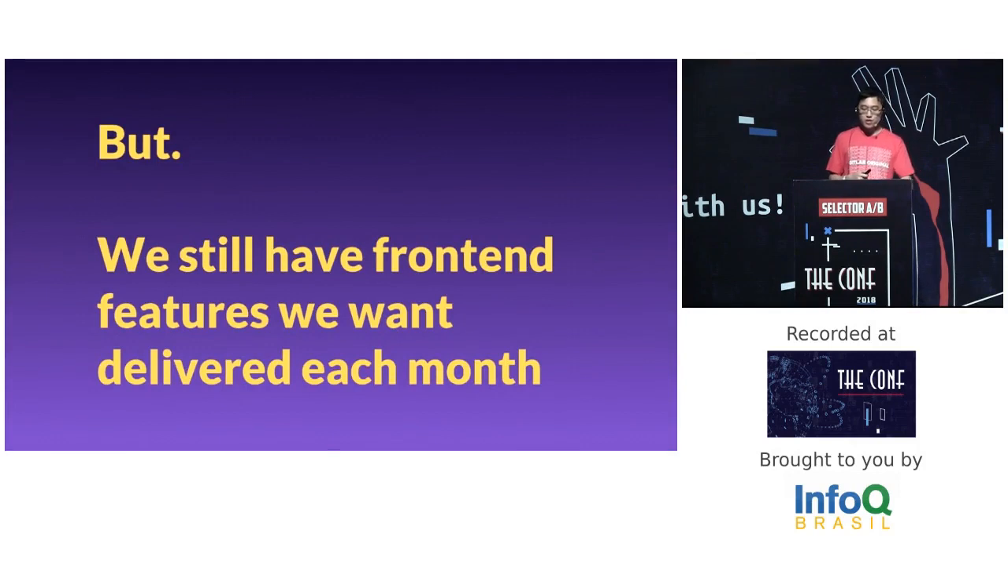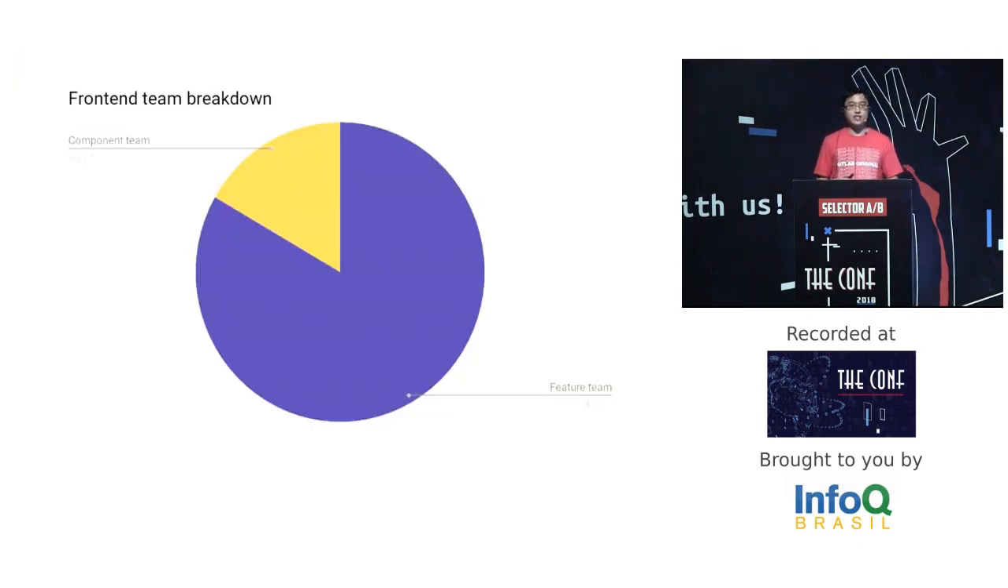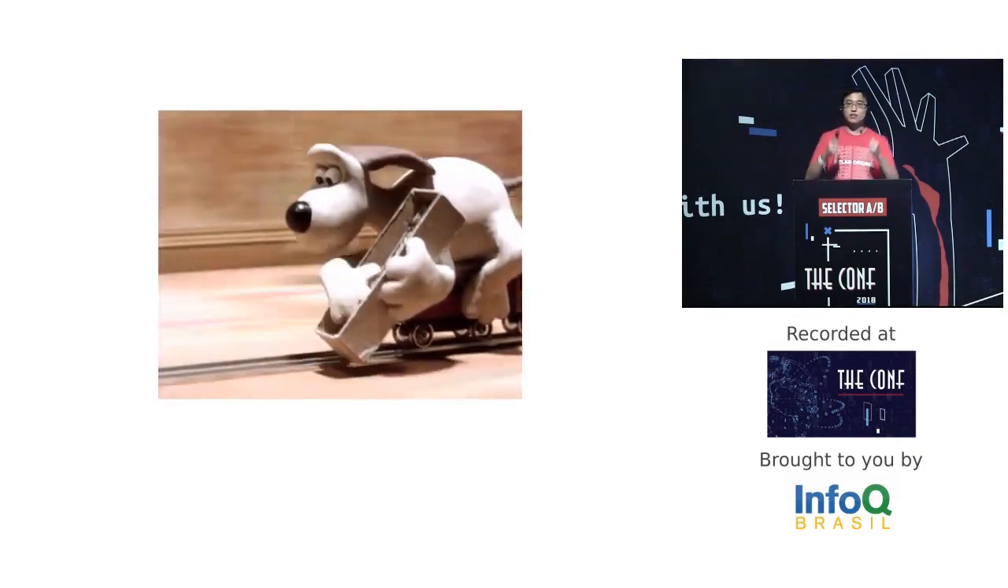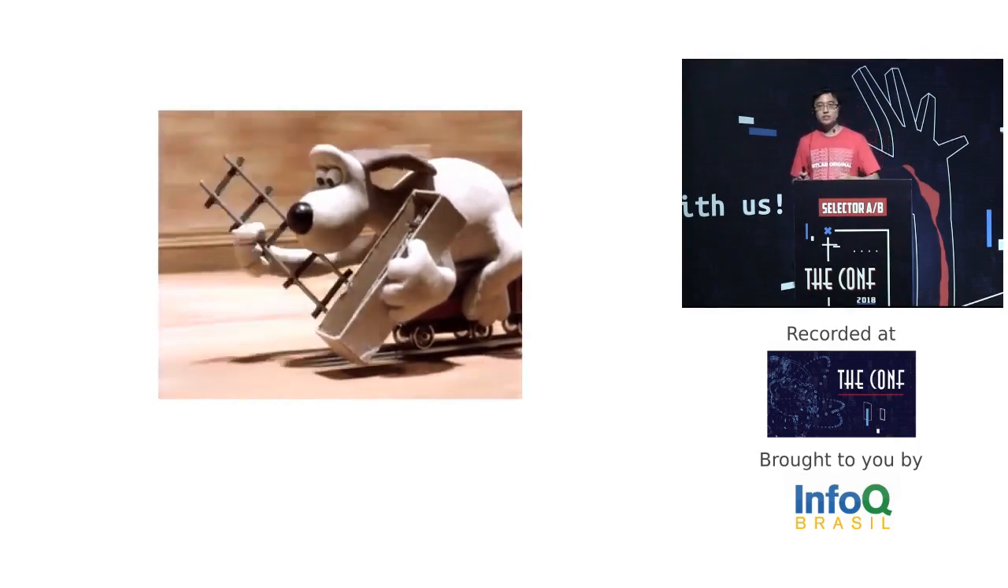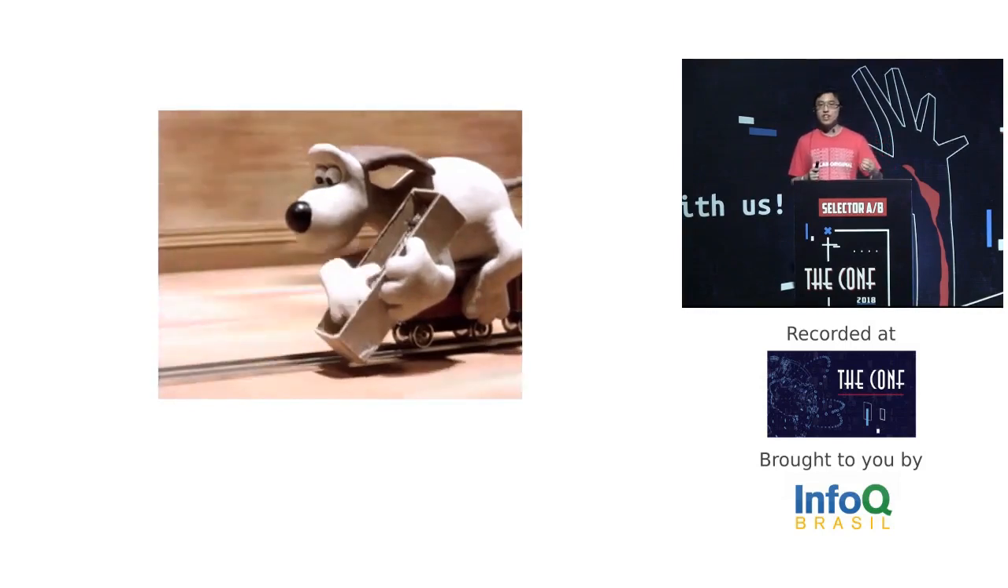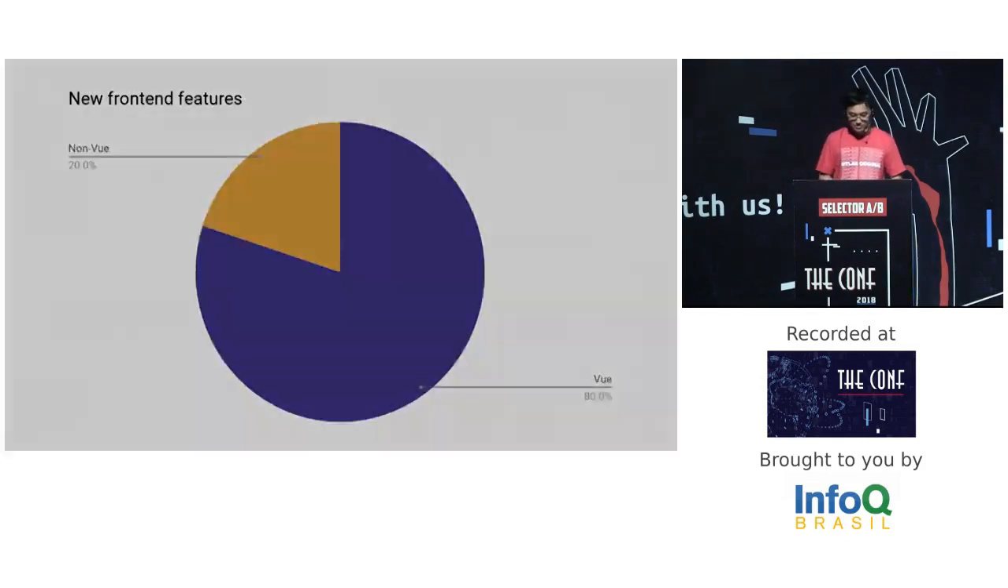Unfortunately, we also still want to have front-end features delivered each month, even in light of all these components that we're trying to replace. And if we look at the front-end team breakdown at GitLab, only a small percentage is actually working on these components, and the rest are more focused on building features. That's challenging because you feel like a lot of your team is building these new features, and we're behind them trying to replace all these components. There's just a lot of work, and it's kind of an uphill battle.